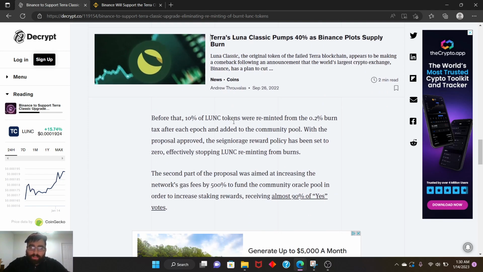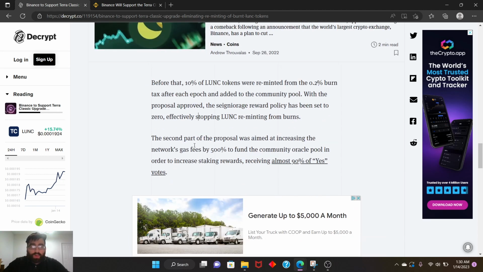Before that, 10% of Luna tokens were reminted from the 0.02 burn tax after each epoch and added to the community pool. With the proposal approved, the reward policy has been set to zero, effectively stopping Luna Classic reminting from burns. Wow, so they're not gonna.